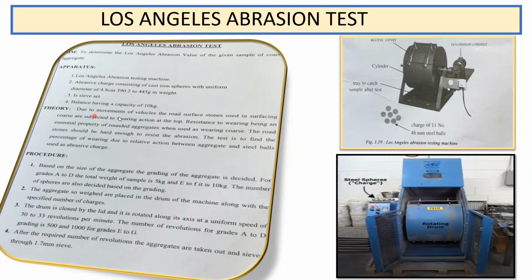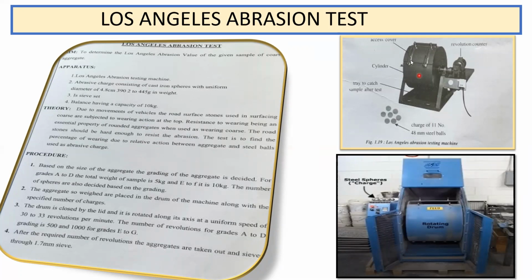The theory is that due to the movement of vehicles, the road surface stones, whatever aggregate we use in the surfacing course, are subjected to varying action at the top, right? Because daily there is movement of vehicles on the road due to traffic, there is wear and tear. Resistance to wearing is an essential property of the rounded aggregate when used as a wearing course; the road stone should be hard enough to resist this abrasion. So this test is to find the percentage of wearing due to the relative action between the aggregate and the steel balls used as an abrasive charge.